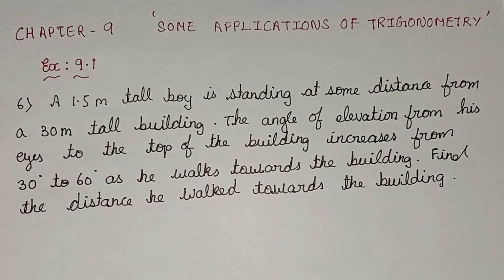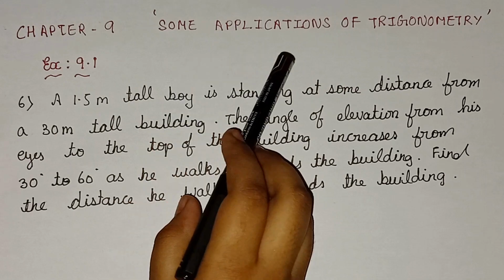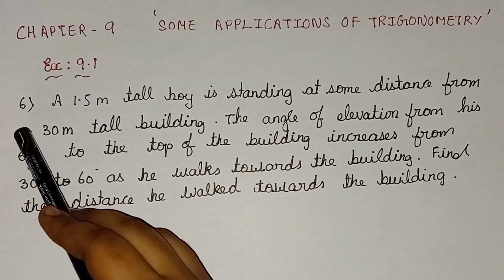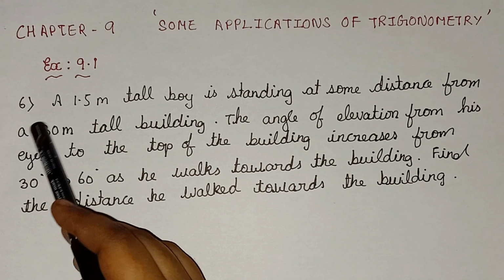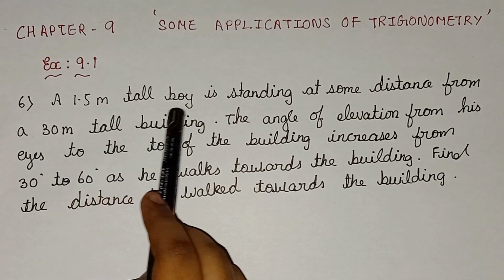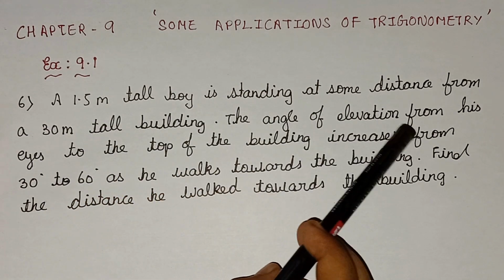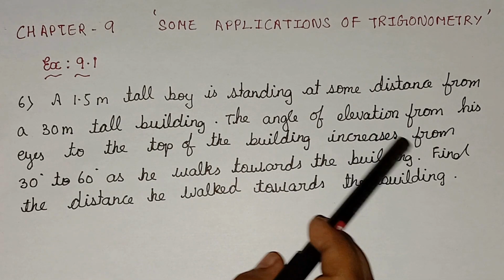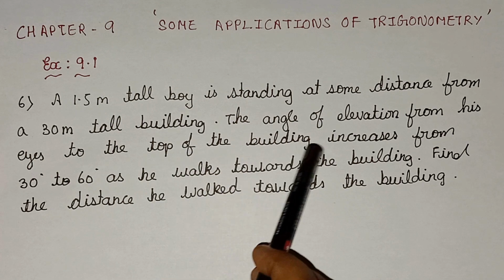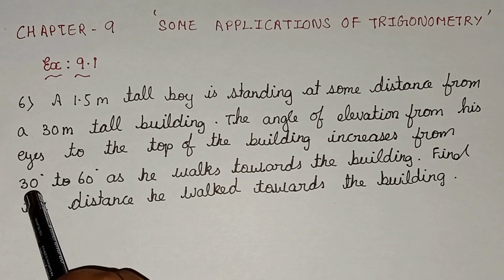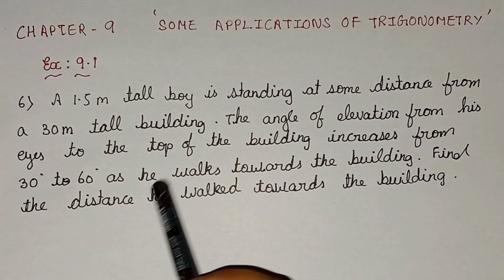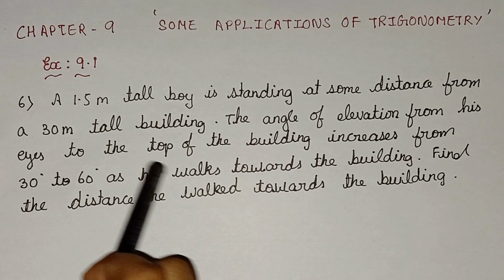Today we are going to be learning Chapter 9, Some Applications of Trigonometry, Exercise 9.1, 6th question. Now let's read the question. A 1.5 meter tall boy is standing at some distance from a 30 meter tall building. The angle of elevation from his eyes to the top of the building increases from 30 degree to 60 degree as he walks towards the building. Find the distance he walks towards the building.